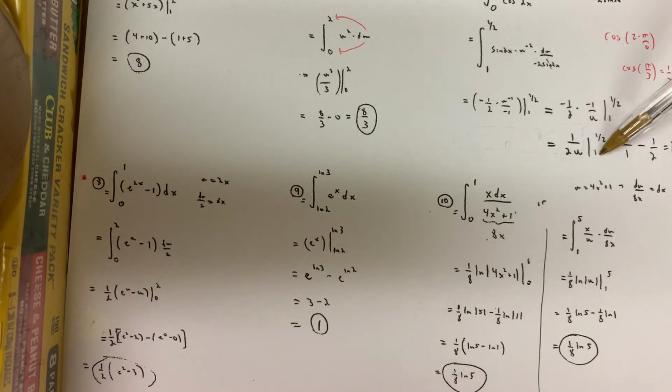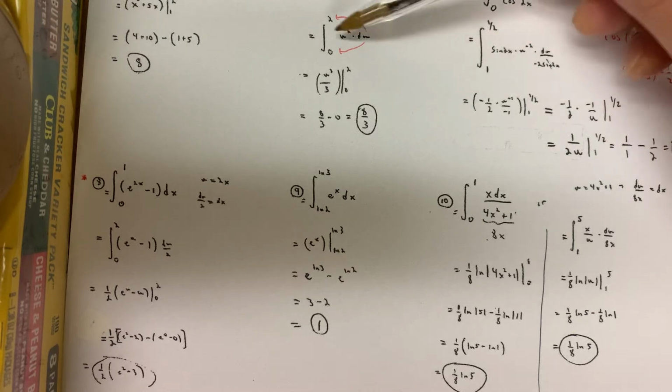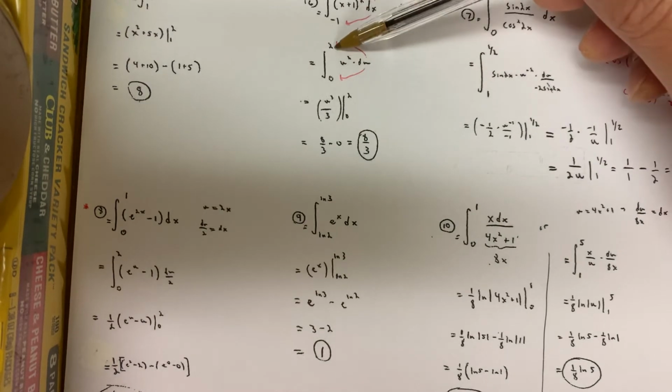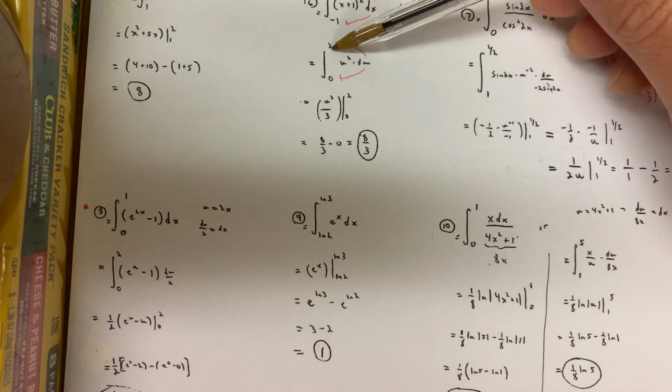Don't be like, well, this number's bigger, so I should plug it in first. No, this guy's the upper bound because of the position that he's in, okay? If there's a bigger number up here, like over here, this isn't the upper bound, this 2, because it's a bigger number. It's an upper bound because of where it's placed on the integral sign.